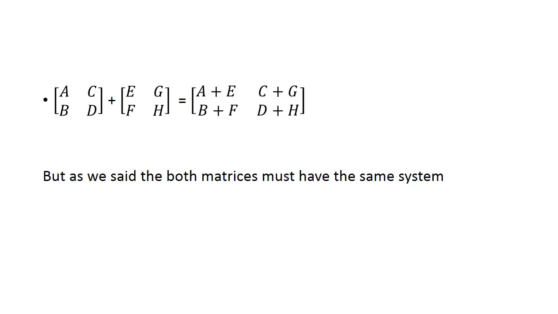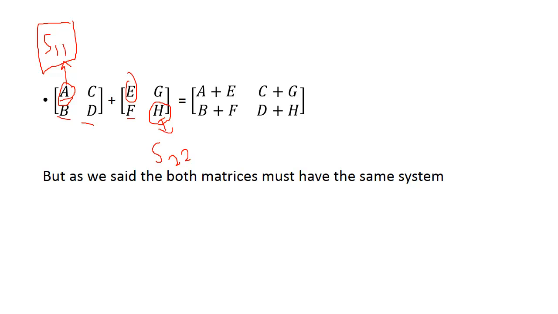The elements: this is A here, which is S11, like we said in the last session, and H here is S22, in the second row, the second column. So can we make A plus H? No, we can't make A plus H because A is S11. So we're gonna add S11 in the first matrix plus S11 of the second matrix. So A plus E, C plus G, B plus F, D plus H.